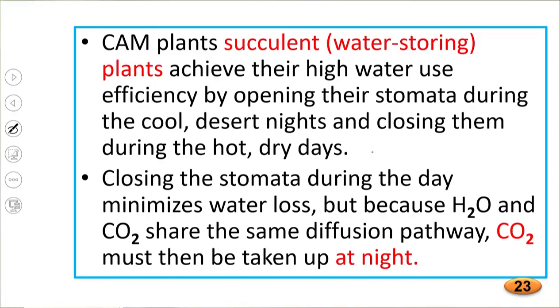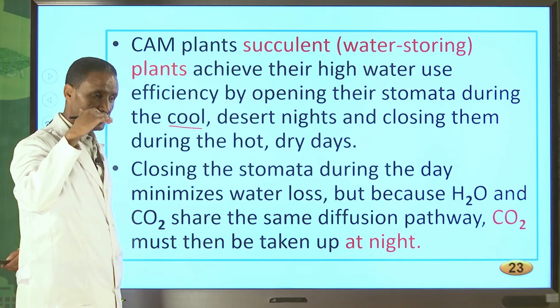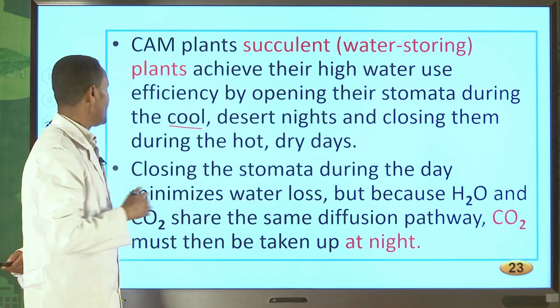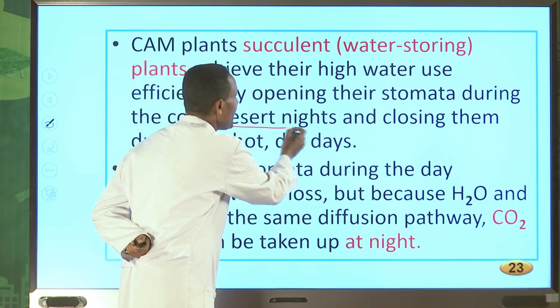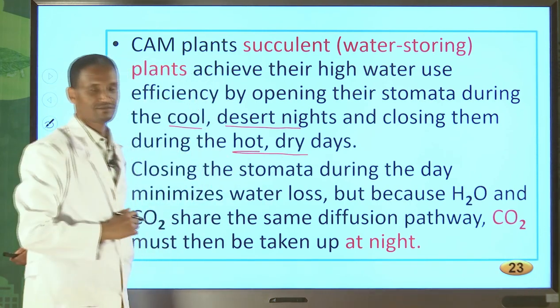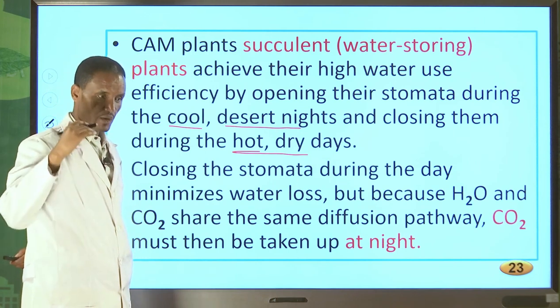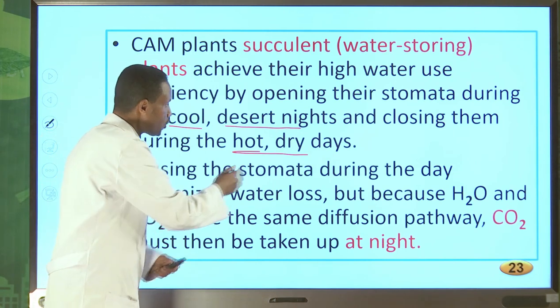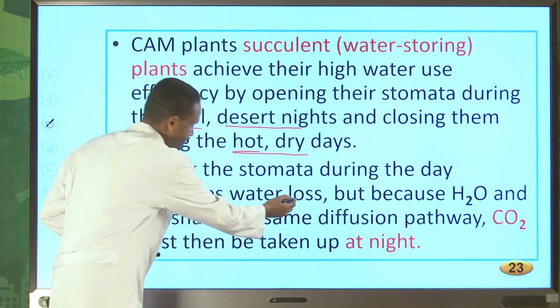CAM plants are succulent, that means they are water-storing plants, and they achieve high water use efficiency by opening their stomata during the cool desert nights. These plants open their stomata during the cool time to minimize the evaporation of water from the plant cell, and close them during the hot and dry day. This is to use their water efficiently. Closing the stomata during the day minimizes water loss.